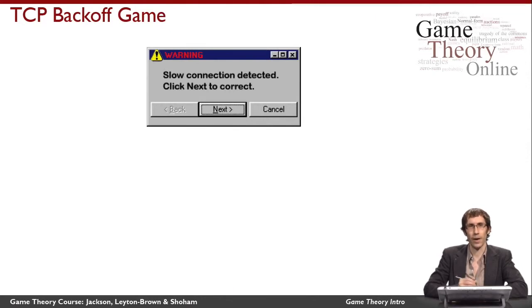I'd like to think about how it works, and we can use this example to illustrate something interesting about game theory. Before I do that, I need to tell you a little bit about how the TCP protocol works, which is one of the backbones of the internet.